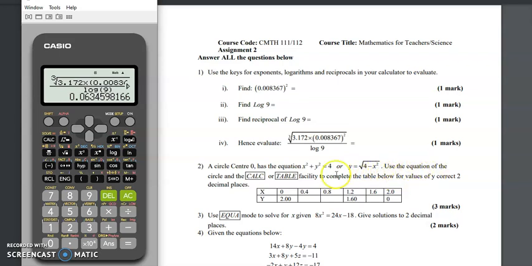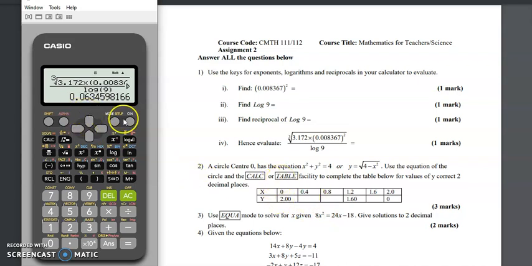Use the equation of the circle and the calc or table facility to complete the table below for values of y to correct 2 decimal places. So let us see that. To correct 2 decimal places means let's see what we will have.